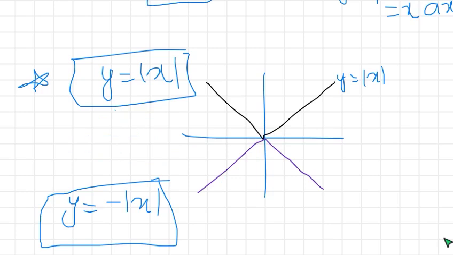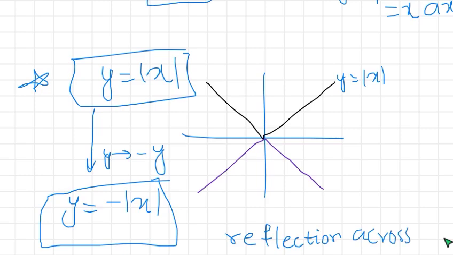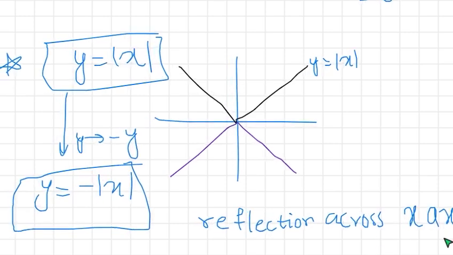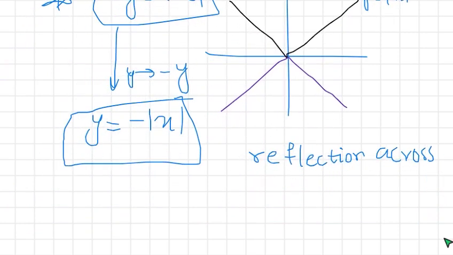So yeah, here to here, y became minus y. What axis? Reflection across x-axis. So I think you understood, right? Yes.